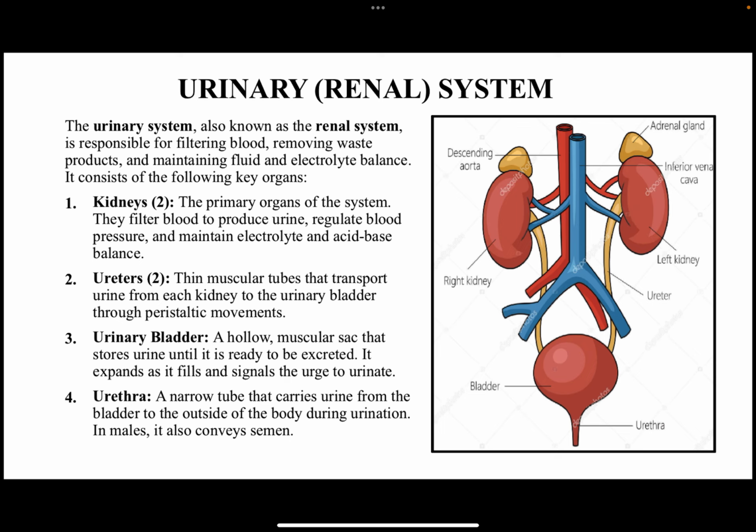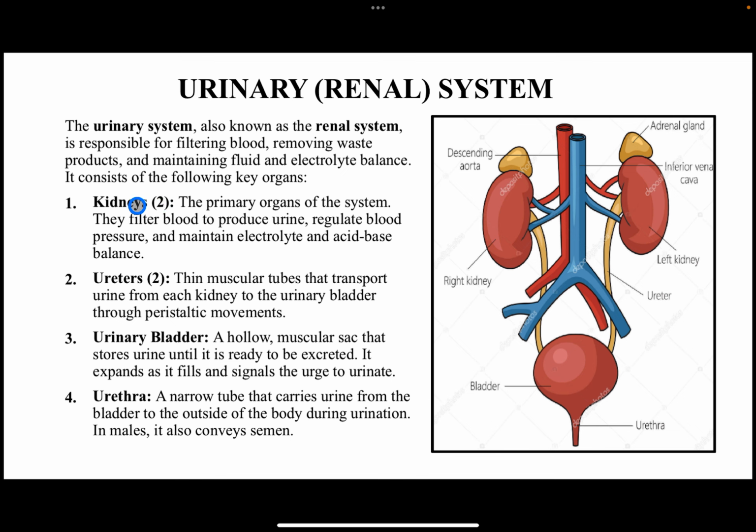Now we are beginning the urinary system, or the renal system. Like I said earlier, the urinary system is also known as the renal system, and this system is responsible for filtering blood, removing waste products, and maintaining fluid and electrolyte balance. This system also consists of the following key organs. These are the organs of the urinary system as displayed in the diagram on our left. So we have the right kidney, the left kidney.